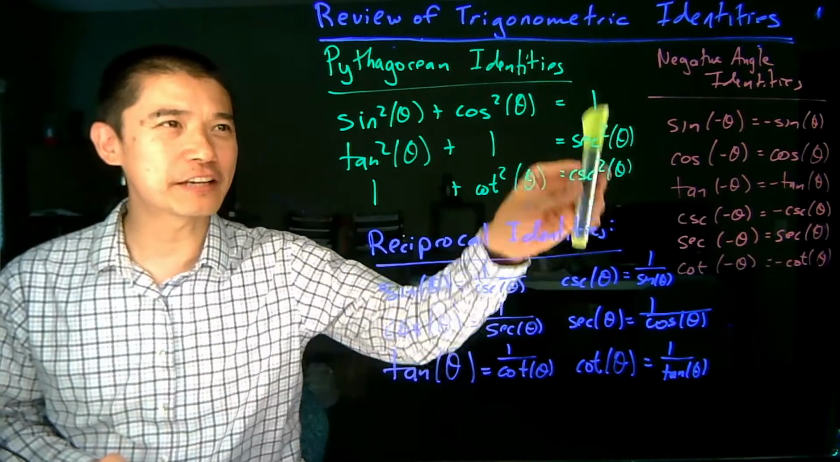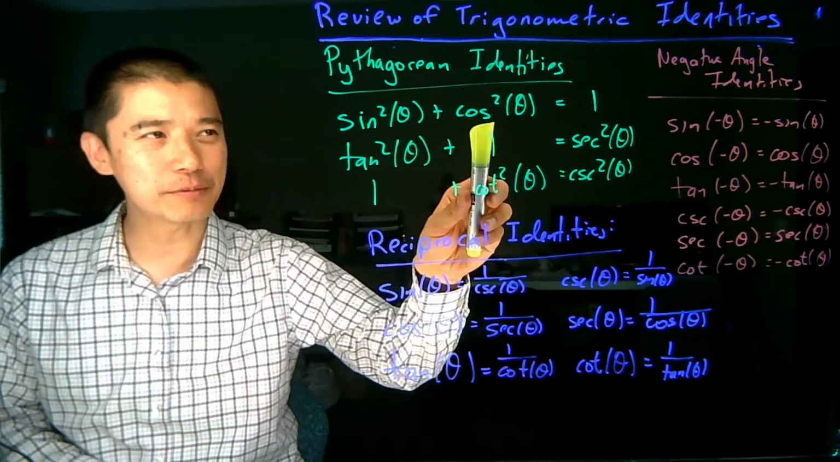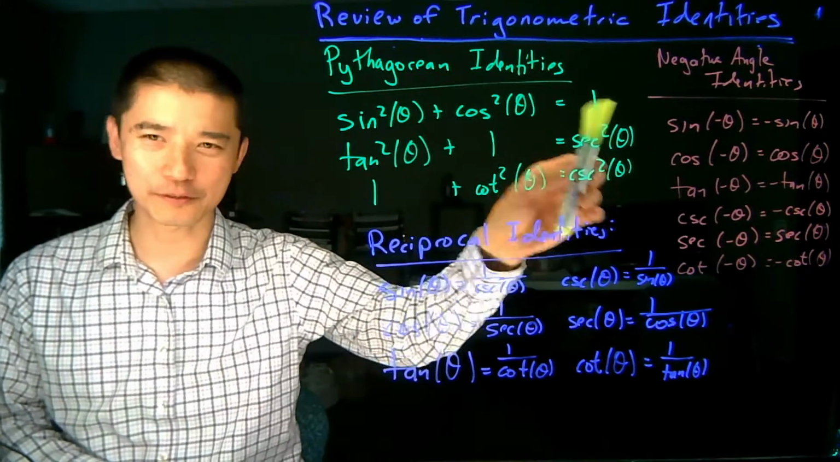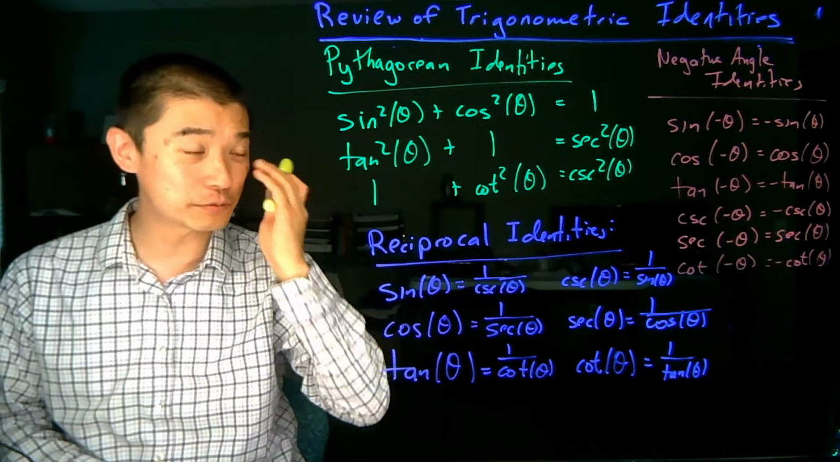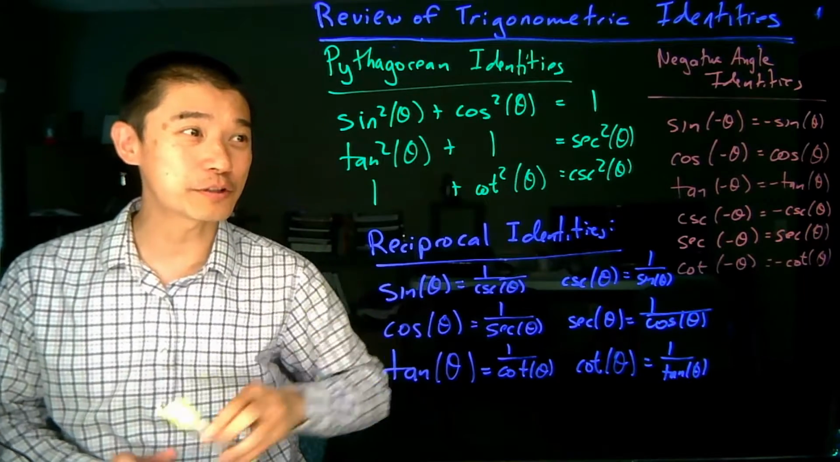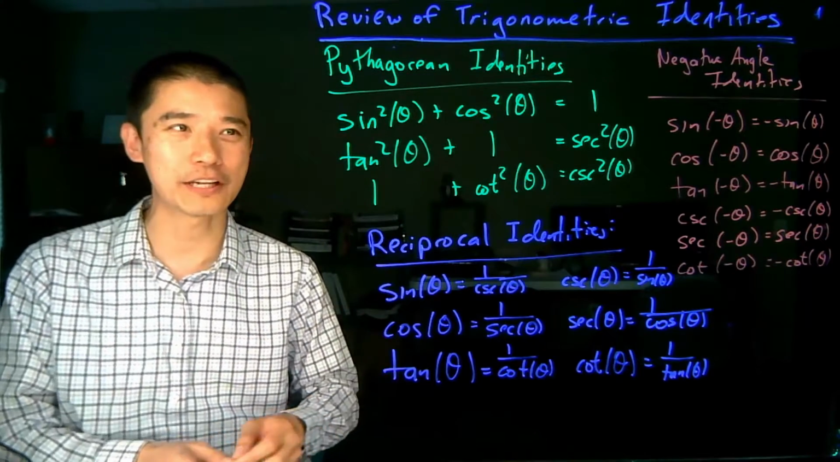Well, the first group of identities are the Pythagorean identities. So you might remember sine squared theta plus cosine squared theta equals 1. This is sort of the primary version, and then we've got the tangent squared plus 1 equals secant squared, and 1 plus cotangent squared equals cosecant squared. We got those by taking this and dividing it by either sine squared theta or cosine squared theta.